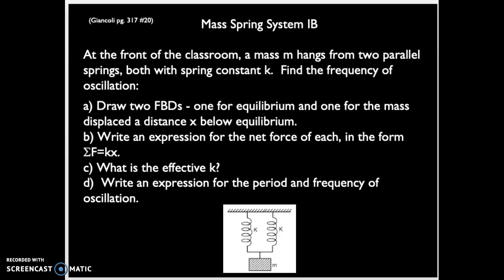Okay, the next system we're going to look at I call system 1B. It's also 2 springs, but instead the mass is hanging from the 2 springs, so it would oscillate up and down like that. And for now, we'll just assume that these 2 springs have the same K, and we're going to do the same procedure that we did for the previous one.